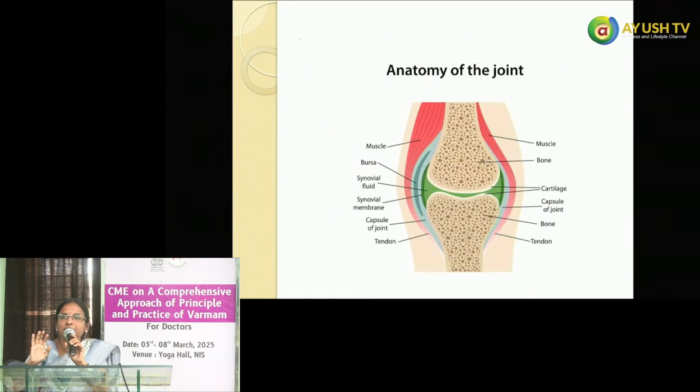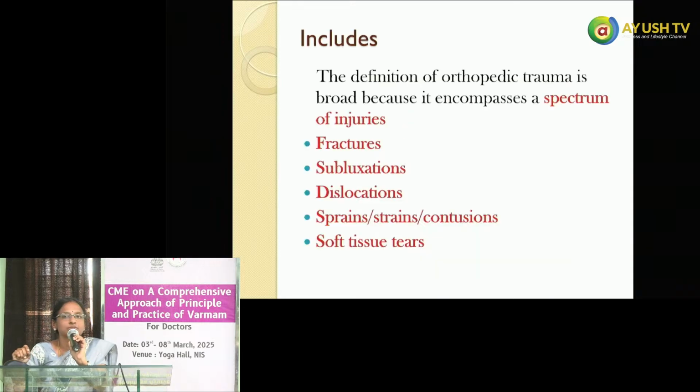Here is just a pictorial representation of the bony part, and the two bones join to form the joints. Those marked in the other colors, red, blue, green, all contribute to the soft tissue components. So injury to any of these areas will be considered musculoskeletal injury or orthopedic trauma. So: bones, joints, soft tissues.